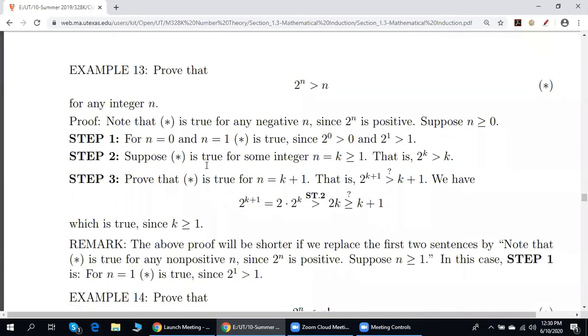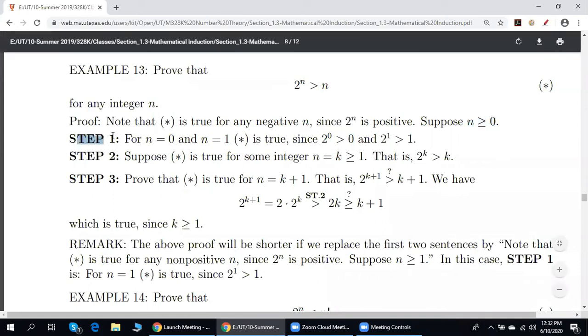Lastly, this proof can be made shorter if we replace this word negative by the word non-positive. Indeed, if sentence number 1 is the following, note that asterisk is true for any non-positive n, then in step 1, we can check that this is true for n is equal to 1, because if instead of negative we have non-positive, the opposite case is n is greater or equal to 1. But if over here n is greater or equal to 1, in step 1, we'll have to check only for n is equal to 1.